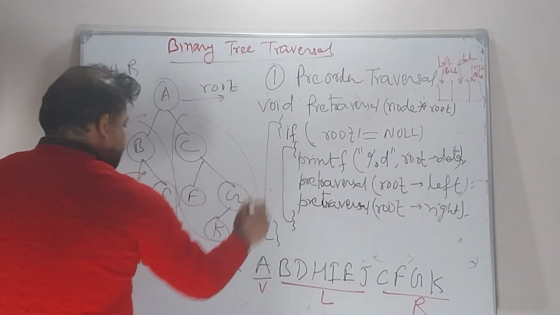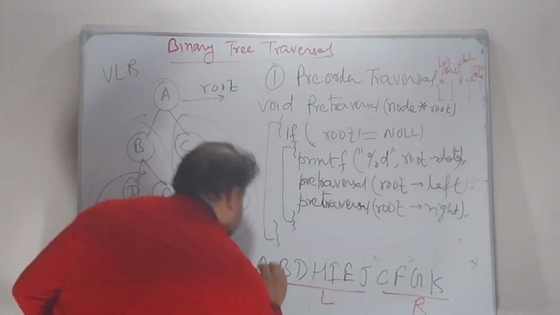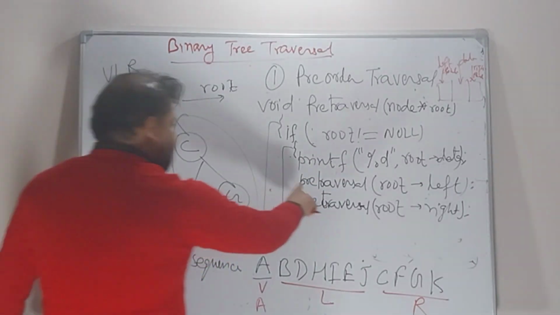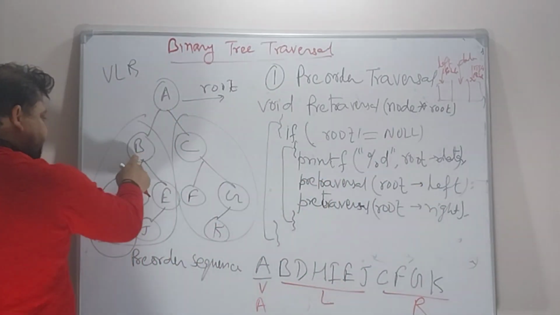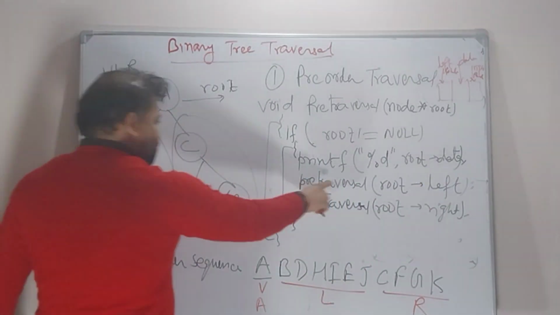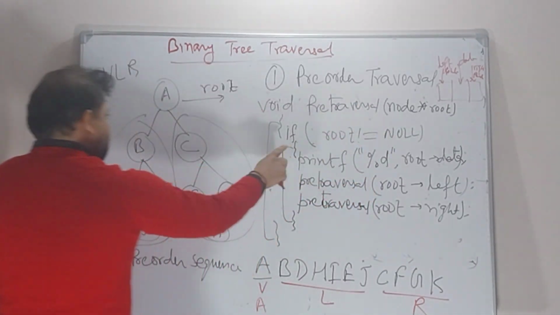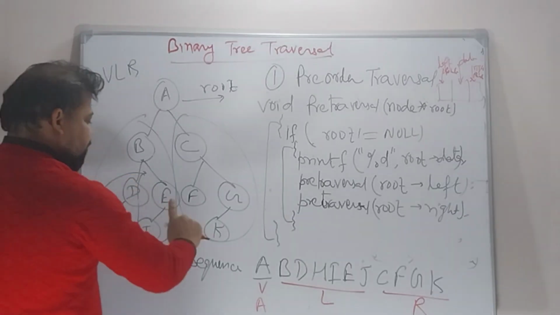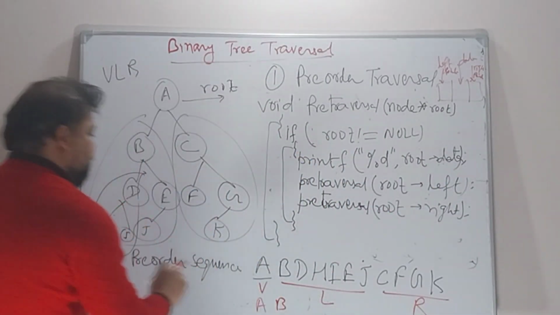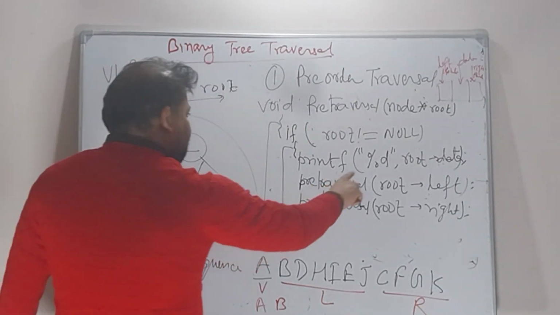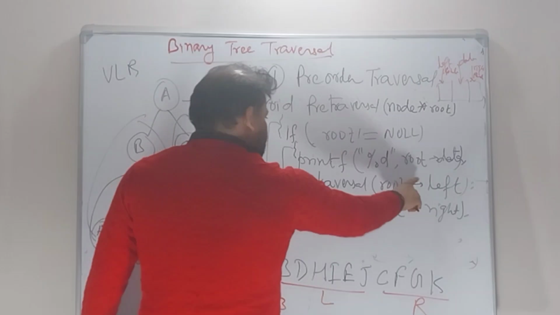So what exactly will happen? Printf a. It will first print this a. That data is a. After that, it will go to the pre-order traversal root left. So this is a left here. It is calling itself. So once again, it will go to the top and check whether root is not equal to null. Root is not null. So once again it will print the data. It will print b again. And after that what will happen? After this printing it will go to the root left.